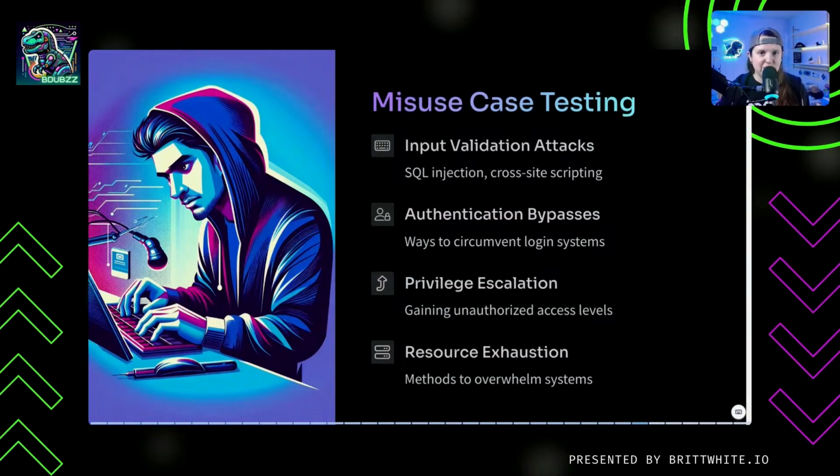Then we explore authentication bypasses, which includes all the ways someone might try to get around our login systems. We also investigate privilege escalation paths, which is how attackers might gain unauthorized access levels. Finally, we examine resource exhaustion attacks, which includes methods to overwhelm and crash our systems. Now, what makes misuse case testing special is its focus on secure failure. While normal testing confirms that things work correctly, misuse testing ensures that systems fail securely when they're attacked, like testing your home's locks by trying to pick them. Both techniques help to plug security holes by making sure there's thorough testing coverage and anticipating attack scenarios.